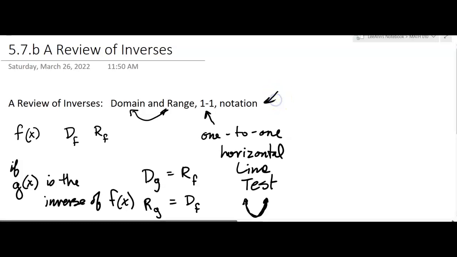And then the notation. So if f is a function, then the inverse is written f inverse of x. Okay, so remember that notation. And then just real quickly, the steps to find an inverse.